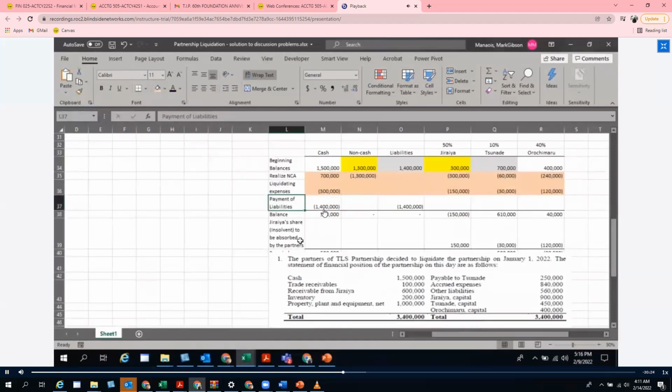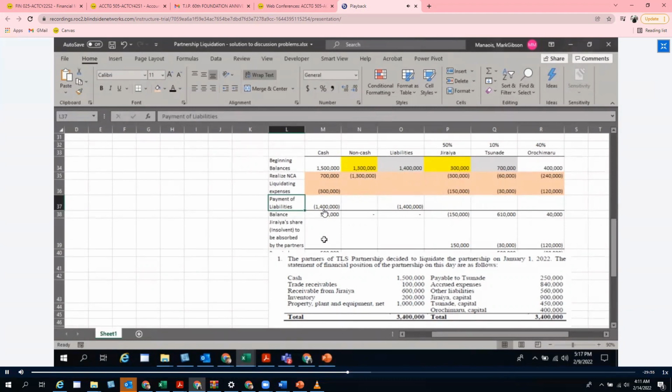Next step is to pay for the liabilities. Ito class, pag-usapan natin siguro ito quickly. Bakit kaya inunang bayaran yung liquidation expenses bago yung liabilities to third parties? Of course, class, yung mga liquidating expenses dito, these are in relation to the realization of non-cash asset. Remember, class, di ba?